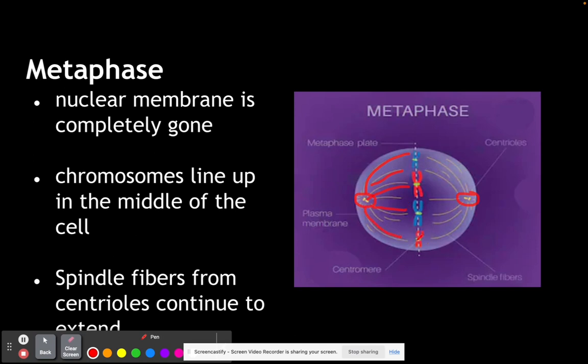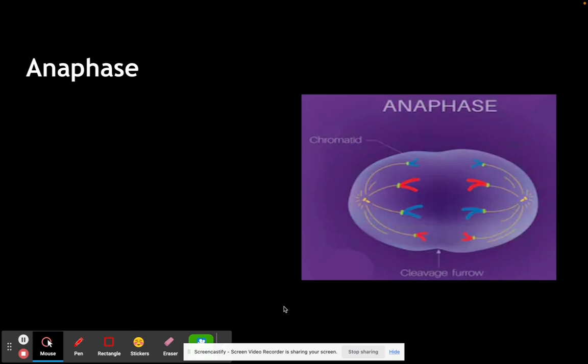Okay. Remember once again that our chromosomes are connected at their centromere. You can see it better, kind of outlined in yellow in this diagram. So the chromosomes are lined up in the middle, and the spindle fibers from those centrioles continue to extend. They're closer and closer to where the chromosomes are lined up in the middle. So that's what happens in metaphase. Metaphase, middle. The next phase is anaphase.